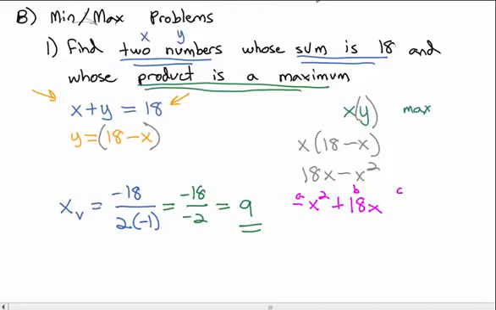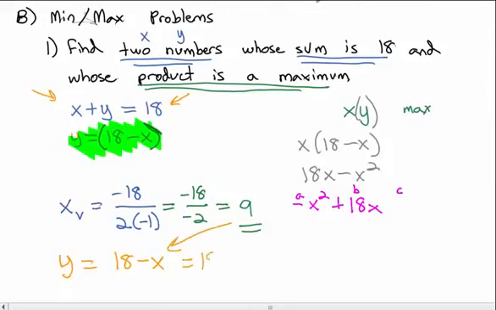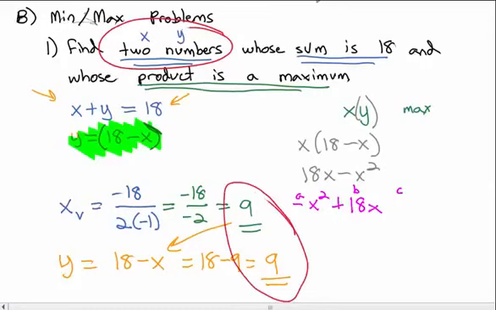So we found the first number now. The second number we can get by going back to that y equals equation. Y equals 18 minus x. And so we'll do that. The y equals 18 minus x, or plugging 9 in, 18 minus 9 equals 9. So the two numbers whose sum is 18 and whose product is a maximum are 9 and 9.